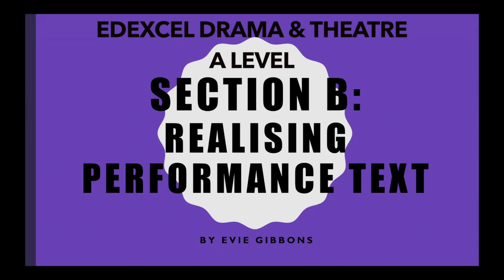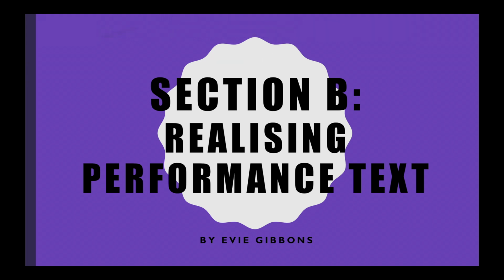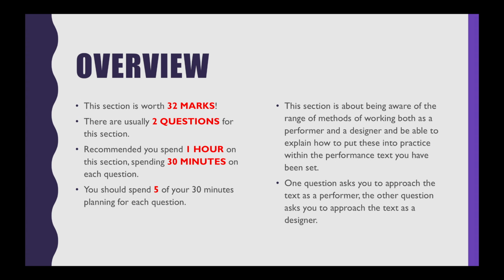This is a guide to help you achieve perfect essay writing for Section B of the exam, which you will have to take at the end of the full 2-year A-Level course, which is 2.5 hours long. This Section B is worth 32 marks. There are usually 2 questions for this section.